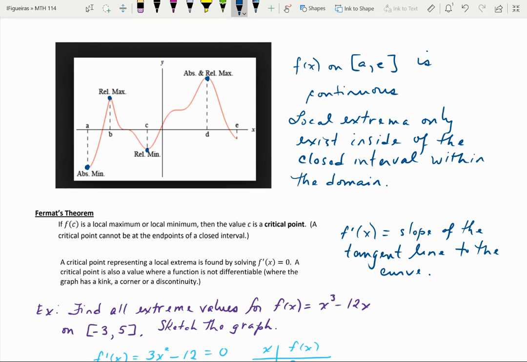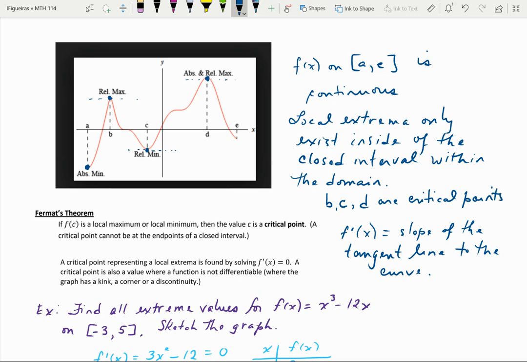Okay, so we can see that here in the picture above. I have a relative or a local max at B and at D, and I have a relative or local min at C. So that means that B, C, and D are critical points. So if I were to sketch what the tangent line would look like at these critical points, it would be a horizontal line. So here you can say that B, C, and D are critical points.